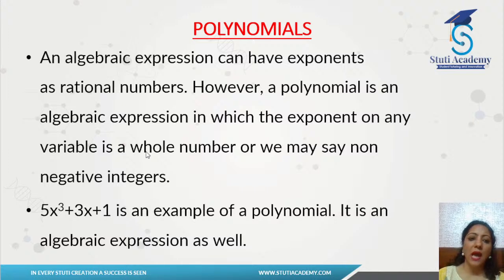Algebraic expressions have rational numbers as the powers of the exponents, and in polynomials, we just have whole numbers as powers of the exponents. For example, we have this polynomial 5x cubed plus 3x plus 1. It's a polynomial since we can see that the exponents here are 3 and 1. So they are whole numbers.